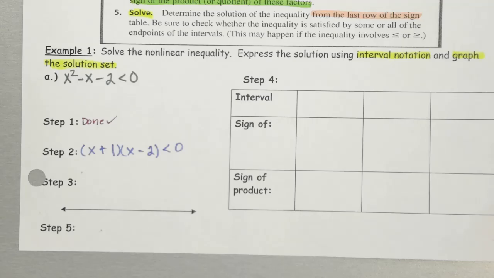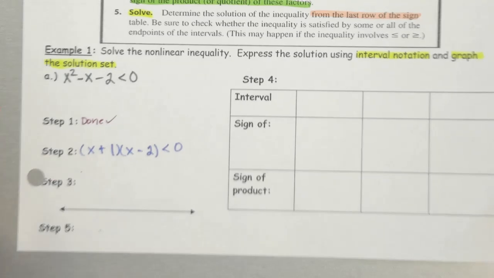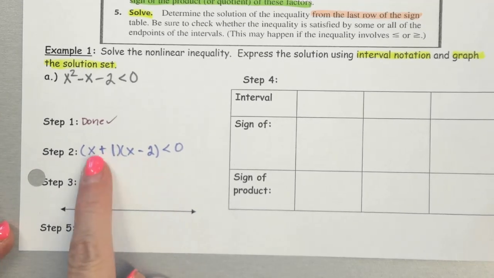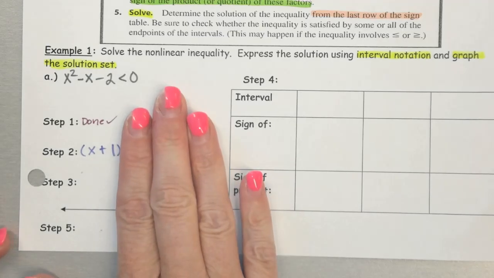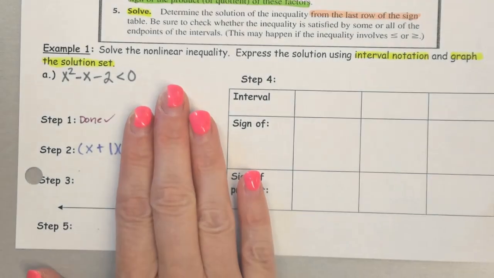Okay, and then for step 3, it says find the intervals, determine the values for which each factor is 0. So the factors are these two, okay? So what could I plug in for x here that would make this first factor 0?